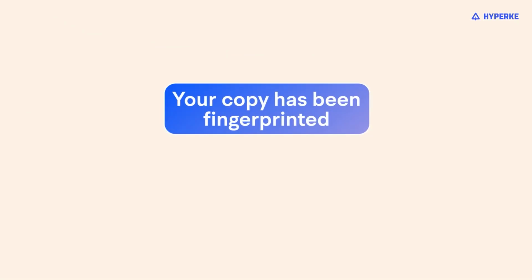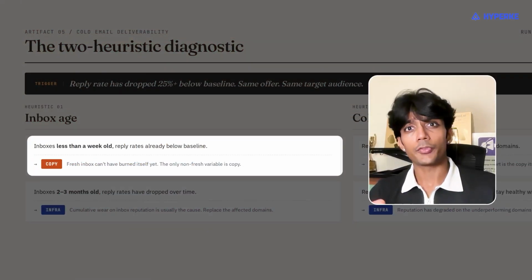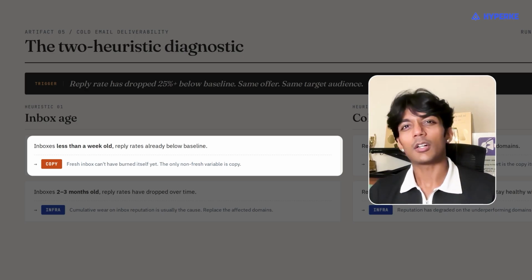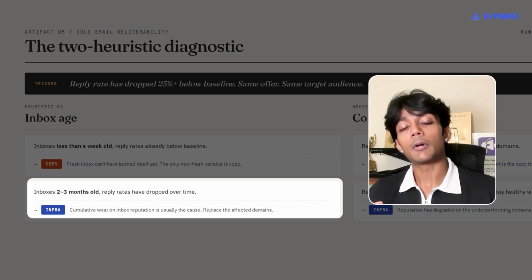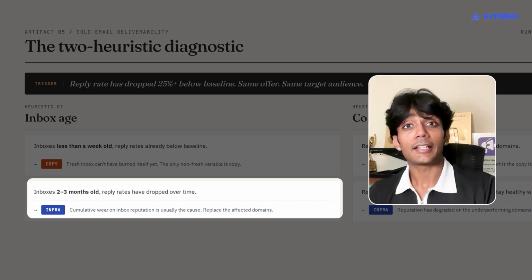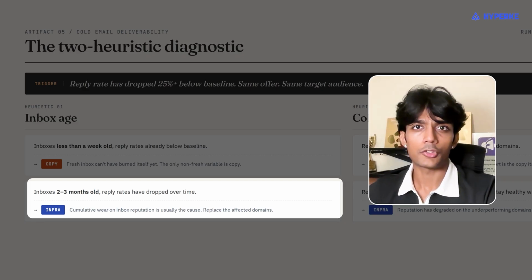Lesson number 14, diagnose copy versus infrastructure before you decide what to fix. So when your reply rates go down, there are two possible causes. It's either that your copy has been fingerprinted or your infrastructure has degraded. We use two heuristics to guide us and to figure out which is which. Heuristic one is inbox age. So if your inboxes are less than a week old and they still have bad reply rates, that just means that it is your copy's fault because a fresh inbox starts clean and the only variable that isn't fresh is the copy. If your inboxes are 2 to 3 months old and reply rates have gone down over time, that is likely an infrastructure problem caused by people reporting you as spam over the last 2 or 3 months.